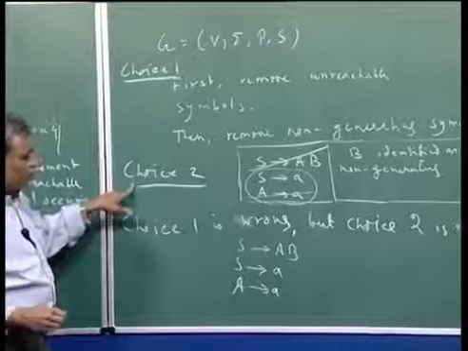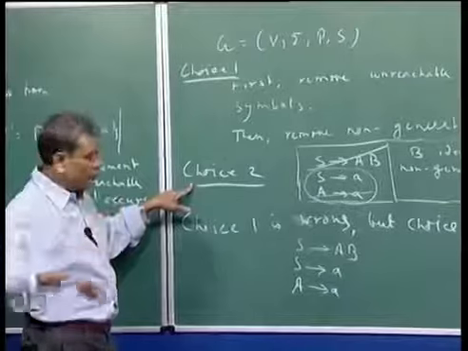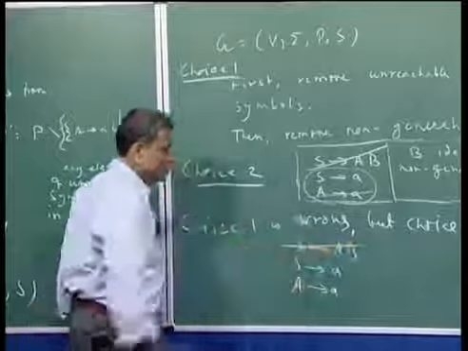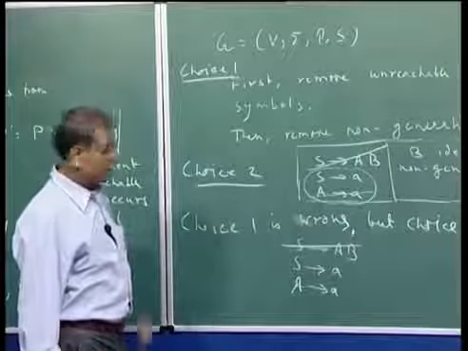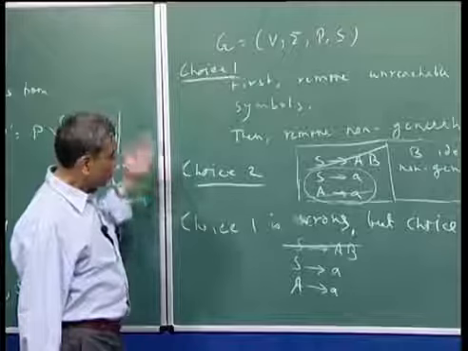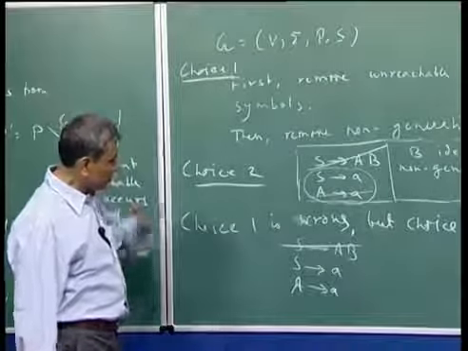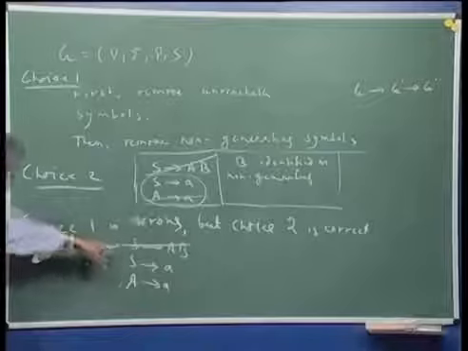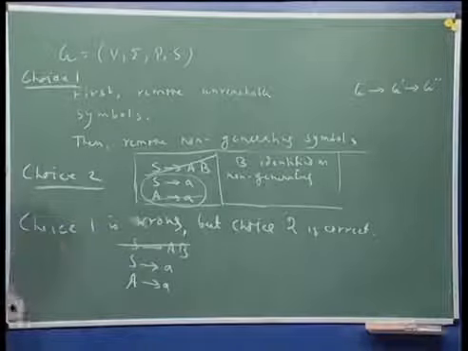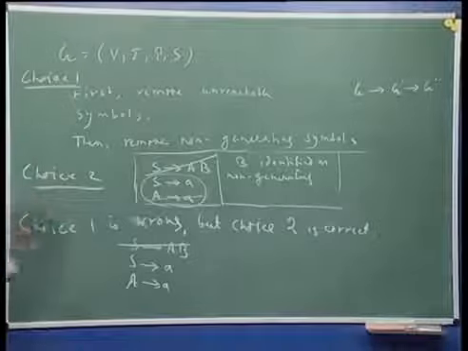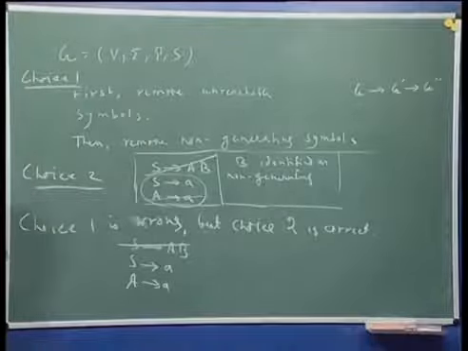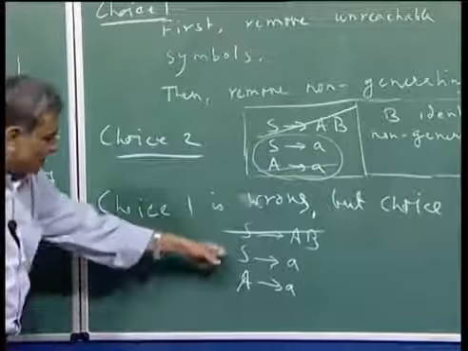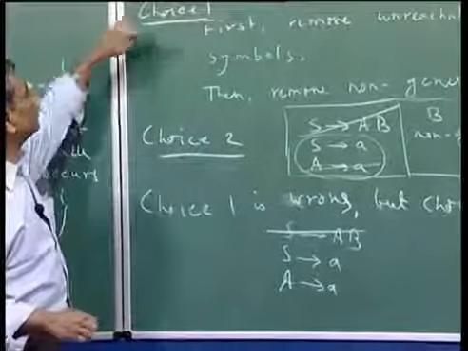First, identify all the unreachable symbols, remove them from the grammar. So here you will remove this particular production because B is non-generating. So in choice 2, first you figure out all the non-generating symbols, remove them from the grammar, and that would mean that I will remove this production, and of course the symbol B itself will go away from the set of non-terminals, and then both of these are generating, S and A.